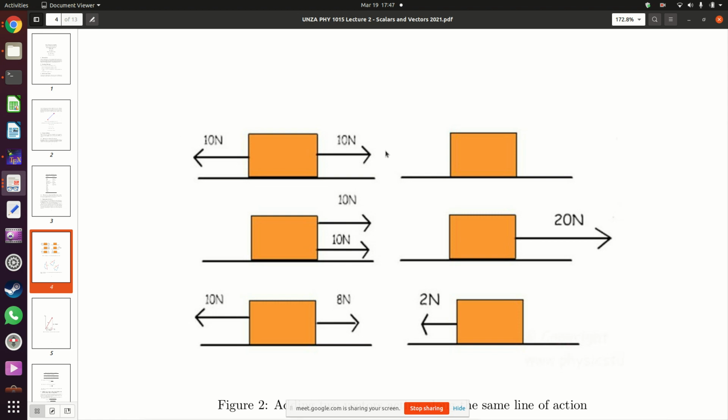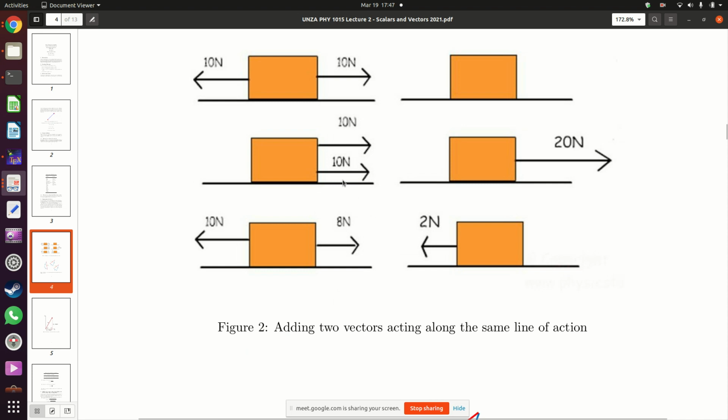Here we have got two forces, 10 newtons, 10 newtons, and as you can see, they are parallel to each other. If they are parallel to each other, we say that they are acting in the same line. So 10 newtons plus 10 newtons acting in the same direction, we just add them. We end up with a resultant which is 20 newtons.